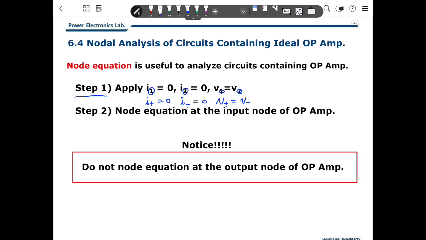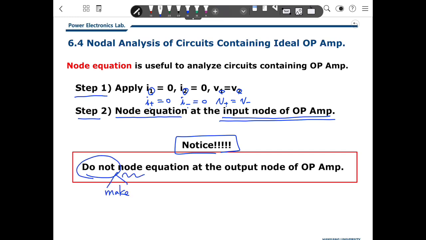And then, step 2, make a node equation at the input node of the op-amp. The important thing is do not make a node equation at the output node of the op-amp. Why? KCL is not satisfied. In a real circuit, there are power pins, but in the simple model, we ignore the power pins. So we cannot make a KCL at the output node.